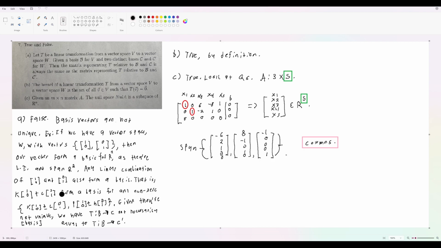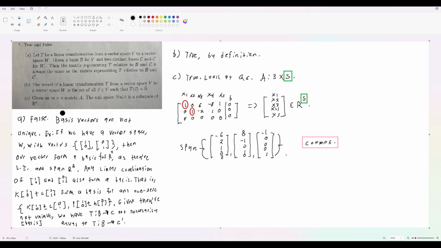Right, so given they are not unique, we have T relative to B and C does not necessarily equal T relative to B and C prime. That's basically it. Right, and given they are not unique is with respect to the basis. And B, the kernel of a linear transformation T from a vector space V to a vector space W is the set of all v element of V such that T(v) equals 0. And this is true. This is just by definition. That's just how we've defined it.